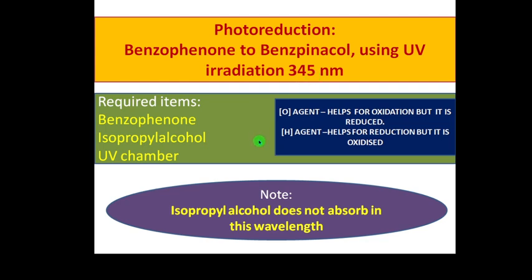And that too, you must know about this particular aspect: oxidizing agent and reducing agent. Because we are in the reduction reactions, it must be clear what an oxidizing agent is. An oxidizing agent is helpful for oxidation, but it is reduced. Whereas a reducing agent is helpful for reduction, but it is oxidized. So in our particular case, isopropyl alcohol acts as a reducing agent.